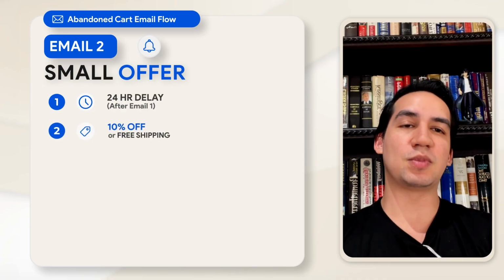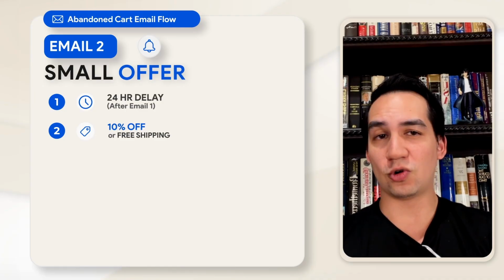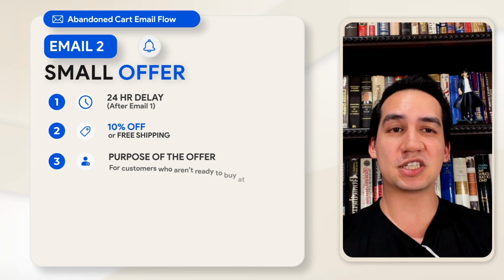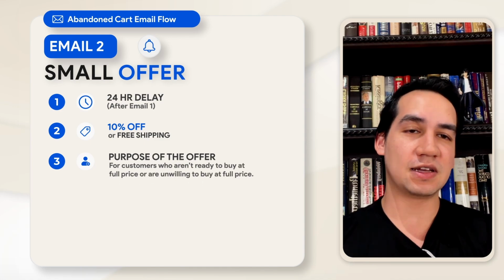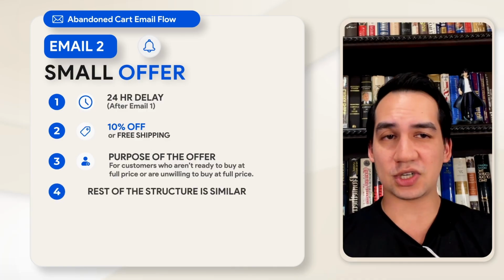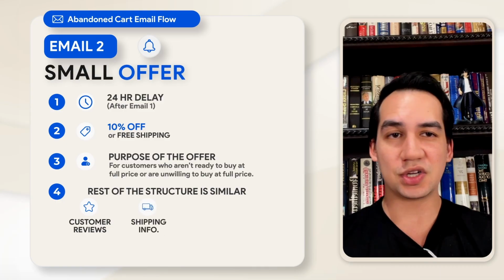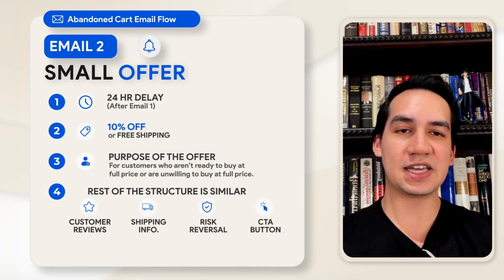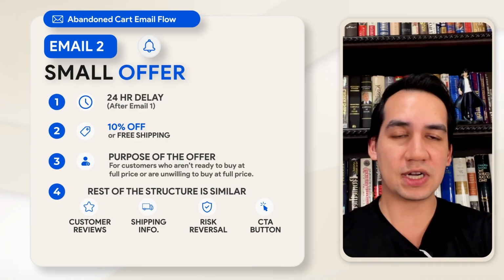This one contains a small discount, so for the purpose of this example, it's going to be 10% off or free shipping. Basically just something to give customers who aren't ready to buy at full price, or are unwilling to buy at full price, making them feel like they get some sort of special deal. And then the rest of the structure is going to be pretty similar. You want to include customer reviews, shipping information, risk reversal if you have any, underneath the CTA button. CTA should link to the same one as email 1.